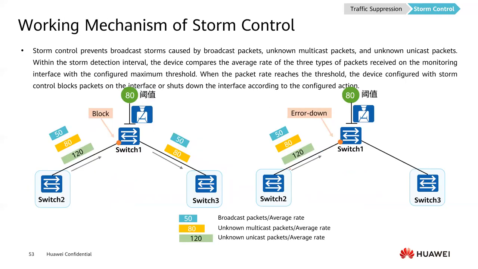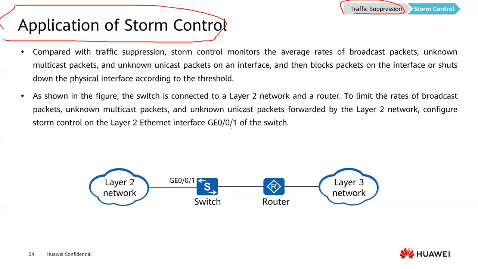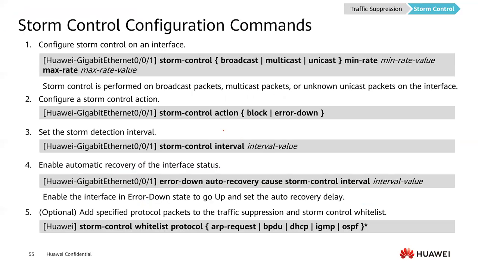So what is the working mechanism of storm control? I don't need to introduce it. It is the same as traffic suppression, but the action is different. The action is block or error-down. That is the difference. So what are the application scenarios for storm control? They are the same as for traffic suppression, but the difference is that the action is down. Now let's see how to configure it.